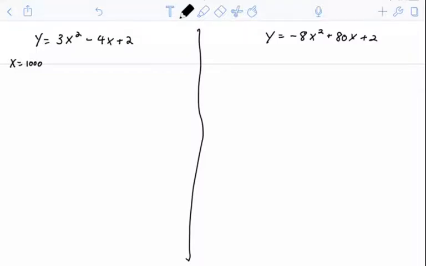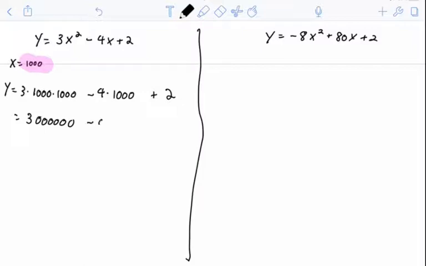Well, if you think about it, when x is a really big number, you can think about this expression in terms of individual parts and how the individual parts contribute. So the first term is 3 times 1,000 times 1,000. And the second term is 4 times 1,000 by itself. And the third term is 2. So the first term is going to be 3 million. And the second term is going to be 4,000. And the third term is going to be 2.